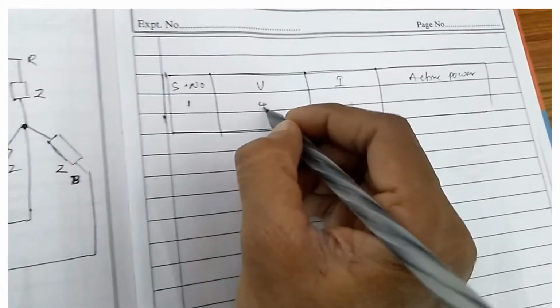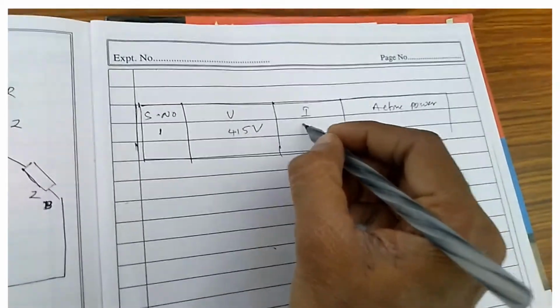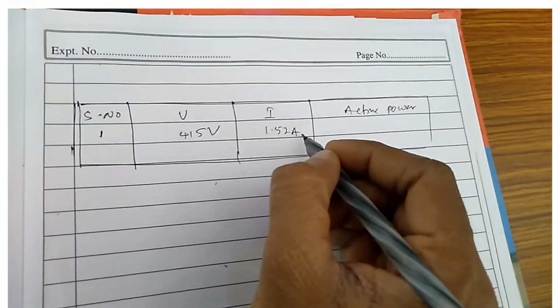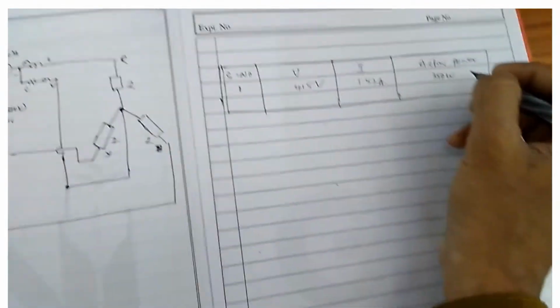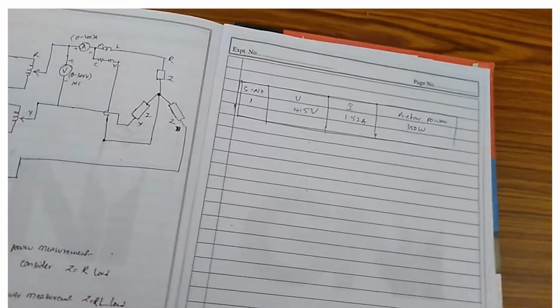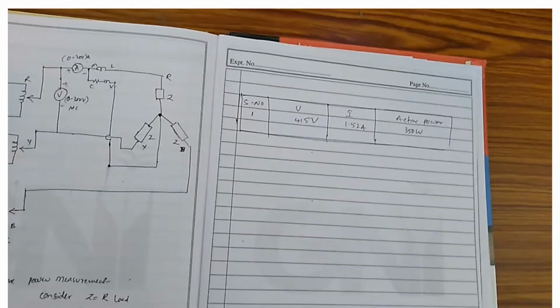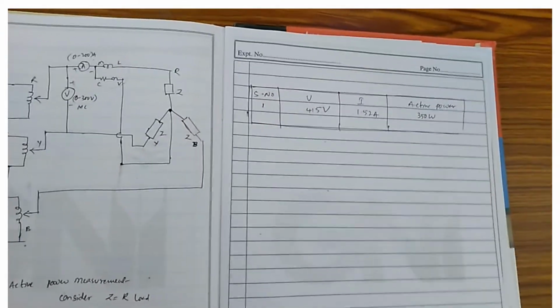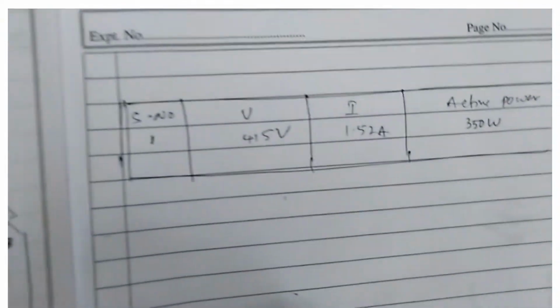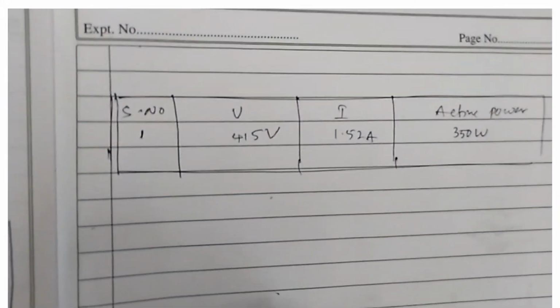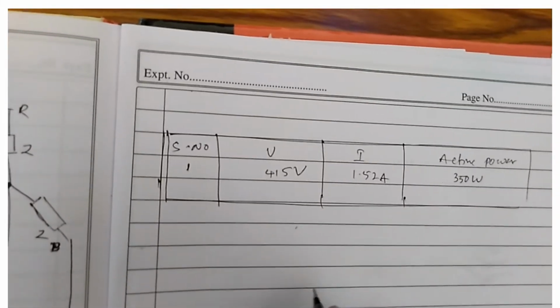Now we have the input voltage, load current and active power. Just enter these readings in the table column here. This is the voltage, 415 volts. The current is 1.52 amperes. And the active power is 350 watts. So this is the procedure of measurement of active power in the 3-phase balanced circuit. In this experiment you have to take one reading only. After taking the one reading, you can calculate the active power here.